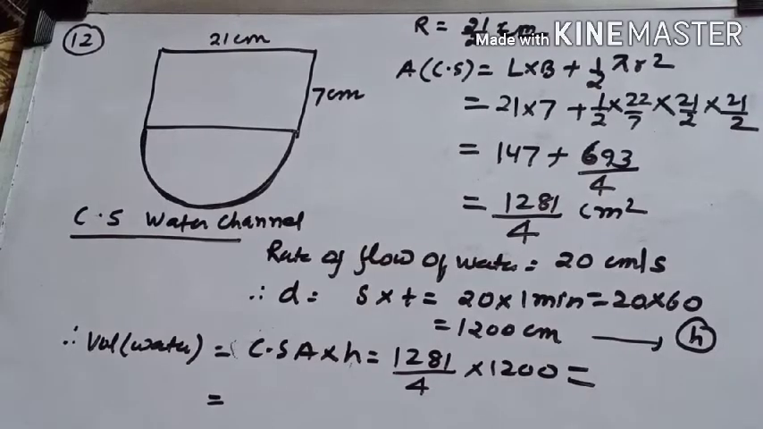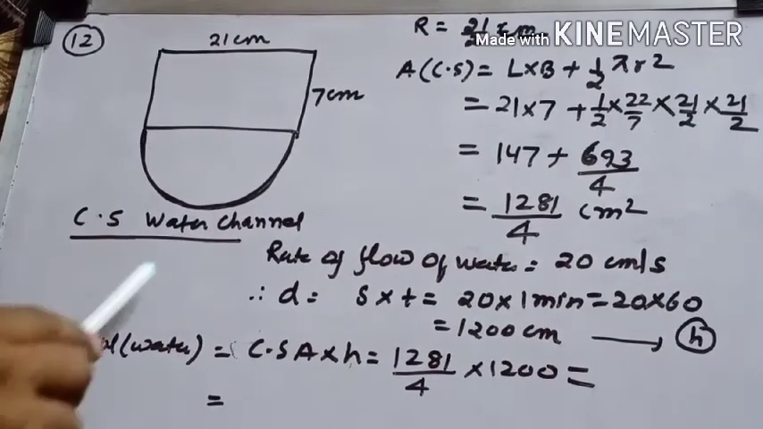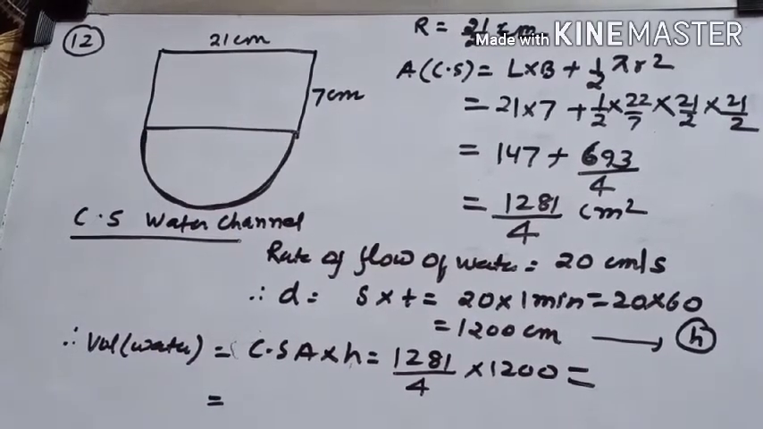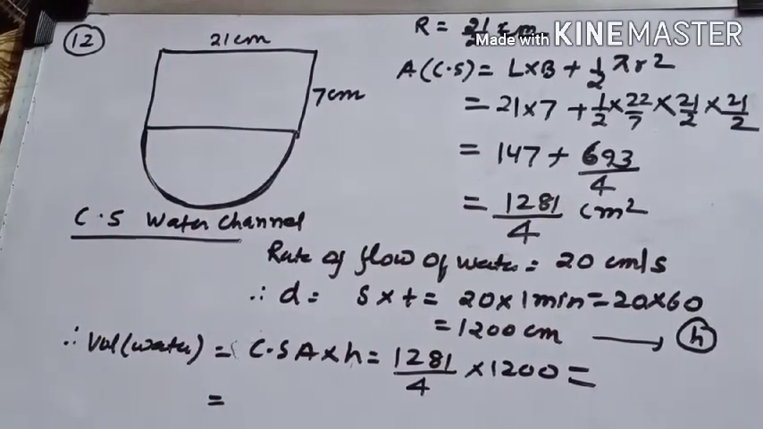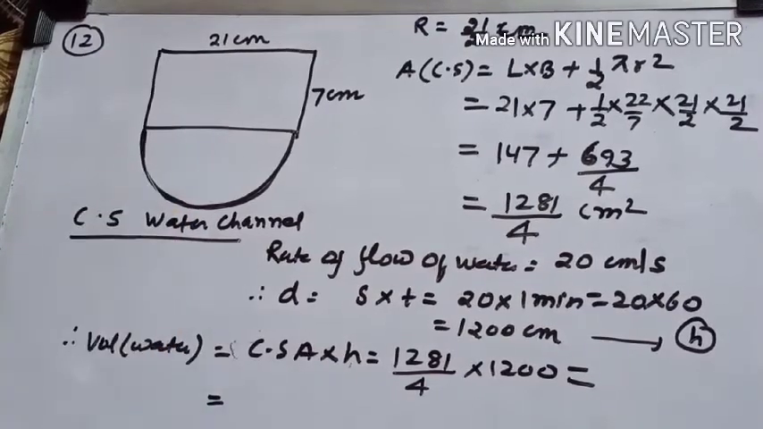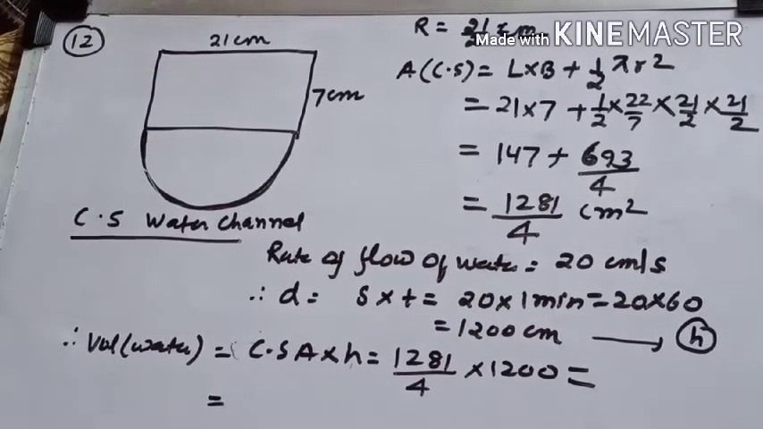So we are in question number 12. This figure is representing the cross section of a water channel through which water is flowing. The lower portion is semicircular, the upper portion is rectangular. And it is asked that if water is flowing at the rate of 20 centimeter per second, how much water will flow through this channel in 1 minute? 1 minute means how many seconds? 60 seconds.